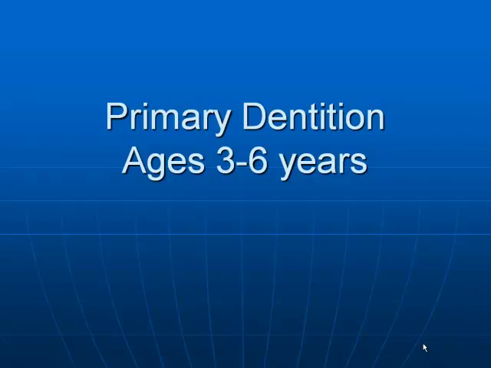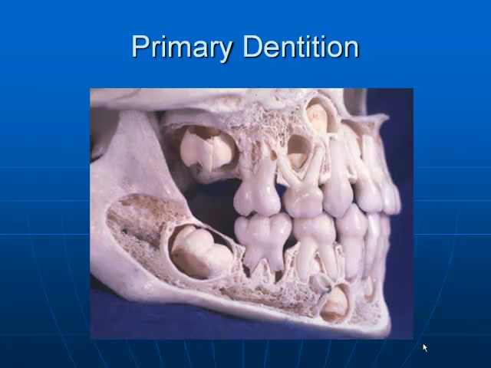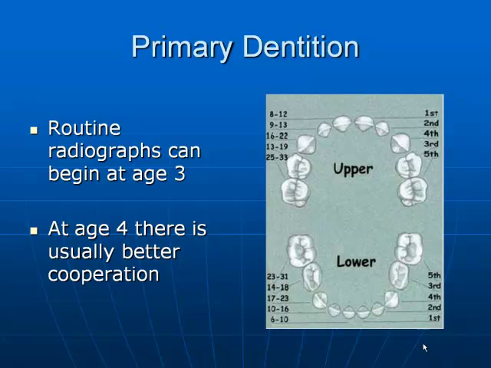We will now discuss the primary dentition radiographs for ages 3 to 6 years old. Small oral cavity size, tongue resistance, and gagging can be a problem in small children in the ages of 3 to 6. Routine radiographs can begin as early as age 3, such as occlusals, but at age 4 there is usually better cooperation for taking routine radiographs.